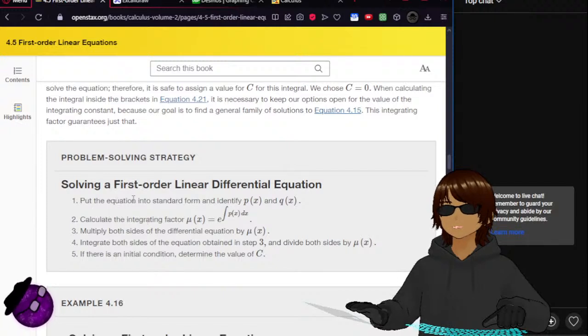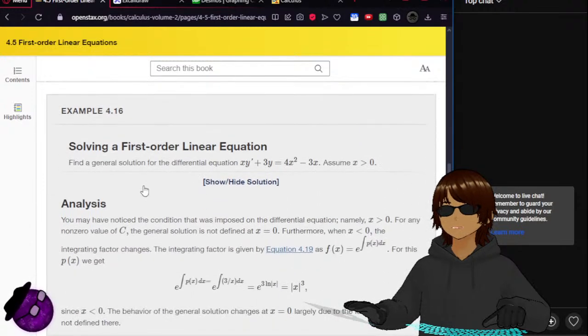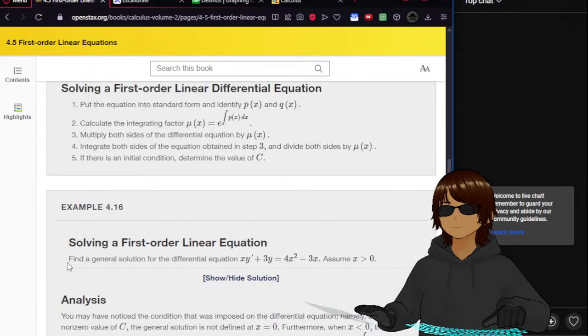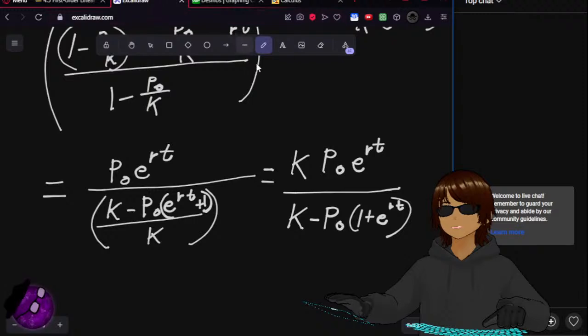Solving a first order linear differential equation: put the equation into standard form and identify p of x and q of x. Calculate the integrating factor u of x. Multiply. Okay, this is complicated. Find the general solution for the differential equation. Assume x is more than 0.